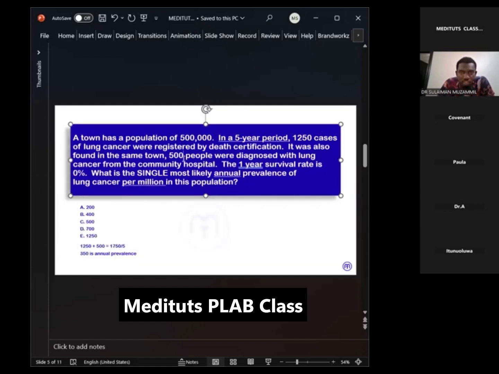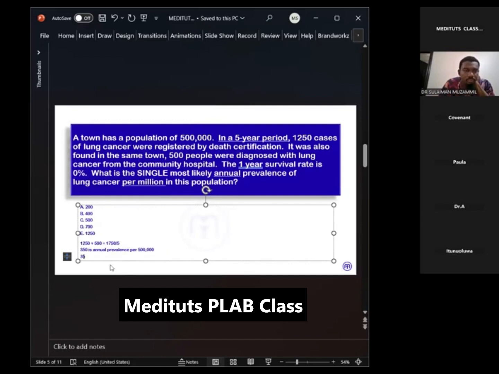How do we know this number? What do we expect the number to be if there were 1 million people, not 500,000? Be multiplied by 2. Yes, multiply. 500,000 is 350. If there were 1 million, it would be 350 times 2, and that will be equal to 700. Is that clear, doctors? Yes, doctor.